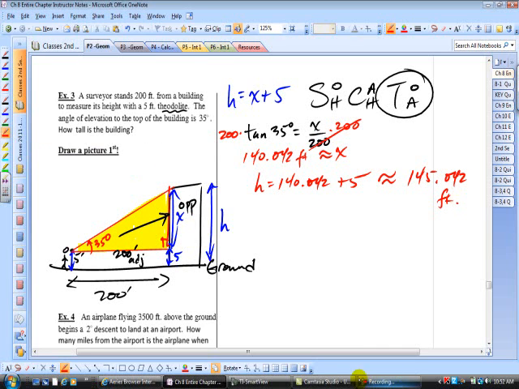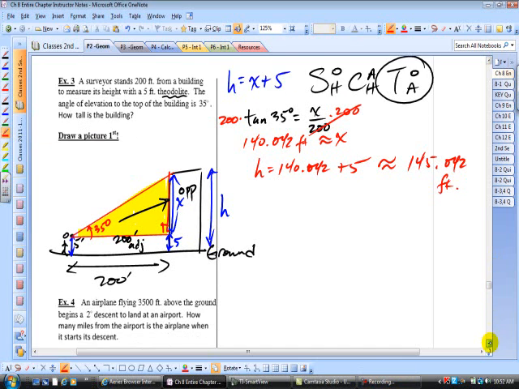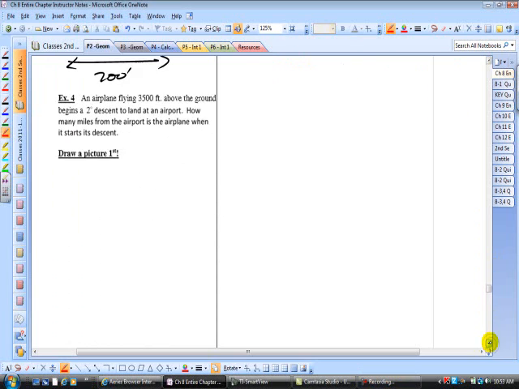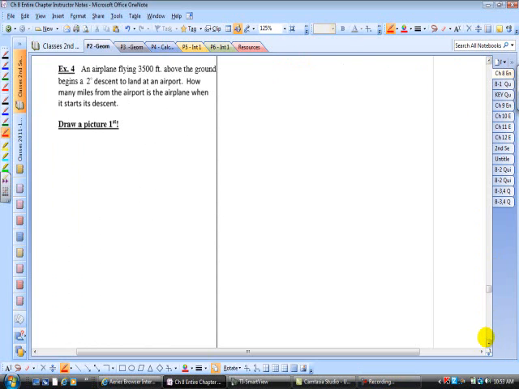All right. All right, let's try another one. Last one. This is the plane problem. So we've got an airplane flying 3,500 feet above the ground. That's the altitude. It begins a 2-degree descent. Now what does descending mean? Going down. Okay, is that an angle of depression or elevation? Depression. So from the horizontal, from the plane, is a 2-degree angle. And then it begins a 2-degree descent to land at the airport. How many miles from the airport is the plane when it starts its descent?